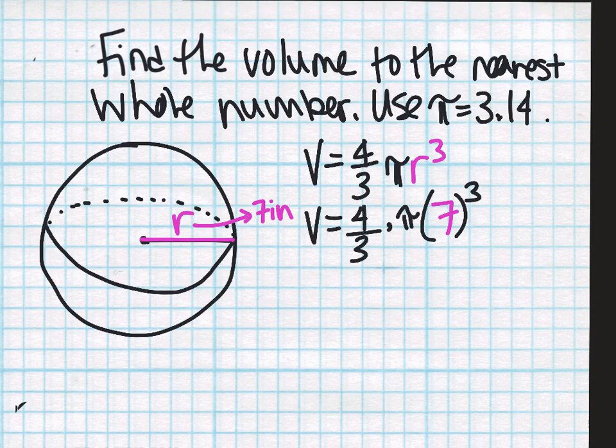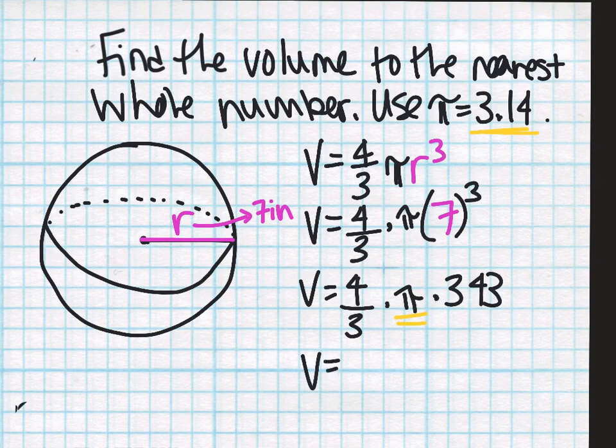So first thing I would do is 7 times 7 times 7. And that gets me 343. So volume is equal to 4 divided by 3 times pi times 343. So since it says use 3.14 for pi, I can do 343 times 3.14, and that gives me volume is equal to 4/3 times 1077.02.